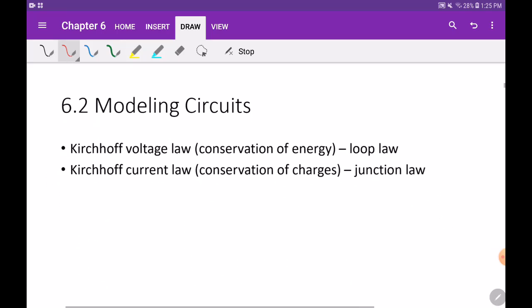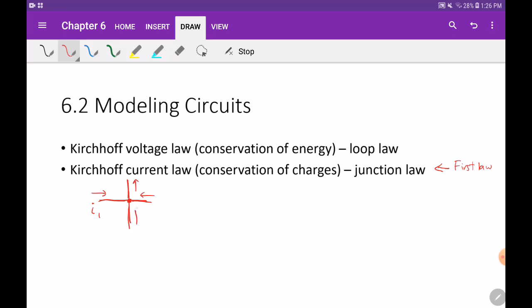So when you model the circuit, we use two laws by Kirchhoff. The first law is the junction law. This is Kirchhoff's first law. This has to do with the conservation of charges. What it says is if you have a junction, you have all these wires coming out of it, the sum of the current that goes in is same as the current that goes out.